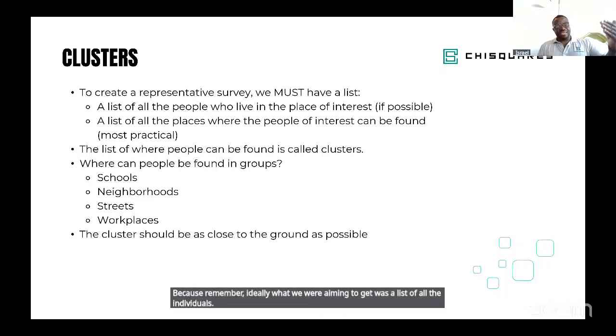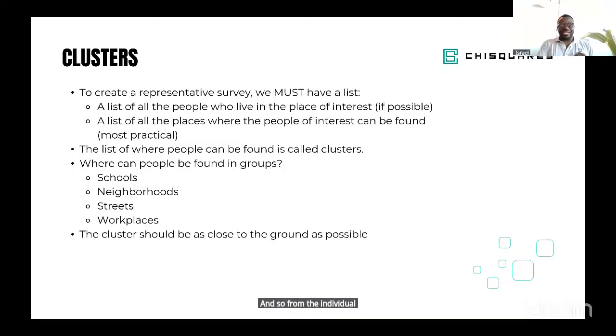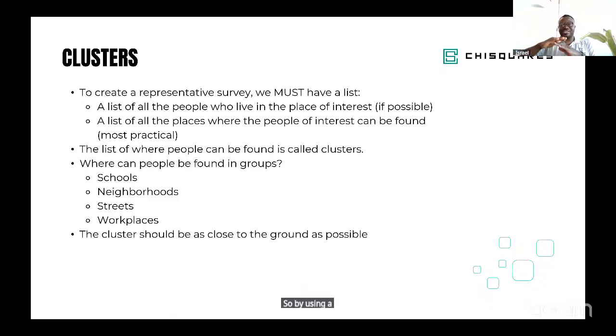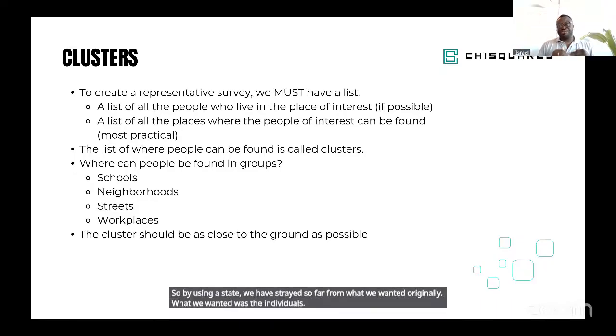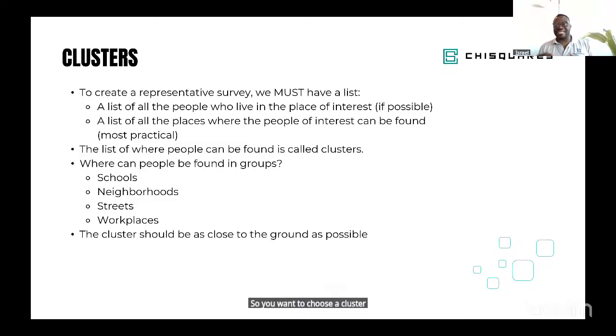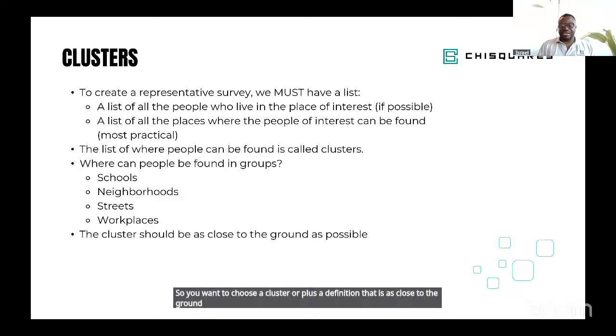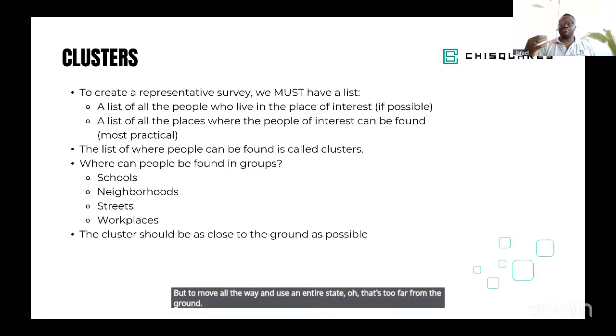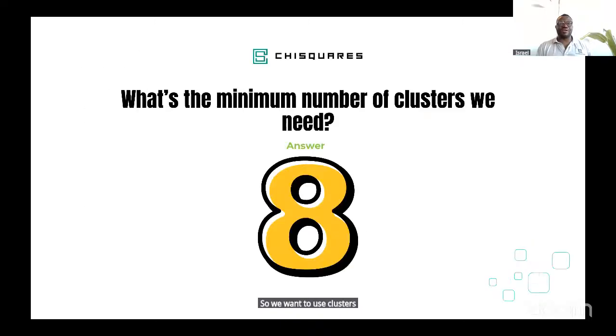And so from the individual, you can think of, oh, the individuals live in a street. The street is located in a census tract. The census tract is located in a county. The county is located in a state. So by using a state, we have strayed so far from what we wanted originally. What we wanted was the individuals. So you want to choose a cluster definition that is as close to the ground as possible. So in this case, I can use a census tract as my cluster. I can use a county, but to use an entire state, oh, that's too far from the ground, right? So we want to use clusters that are as close to the ground as possible.